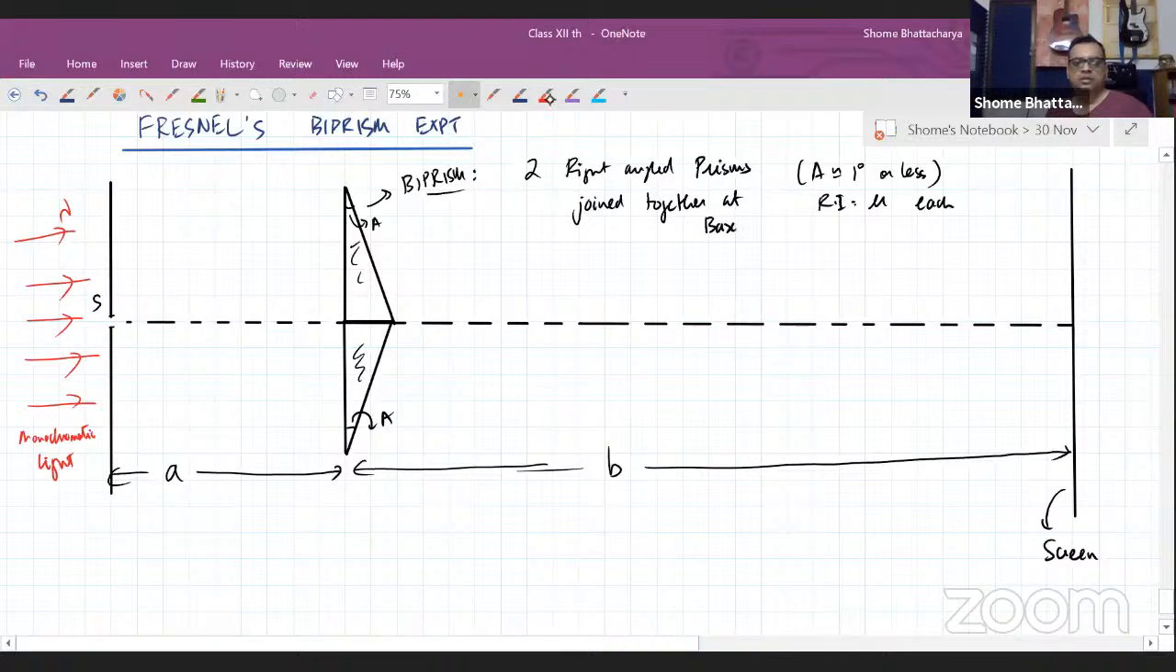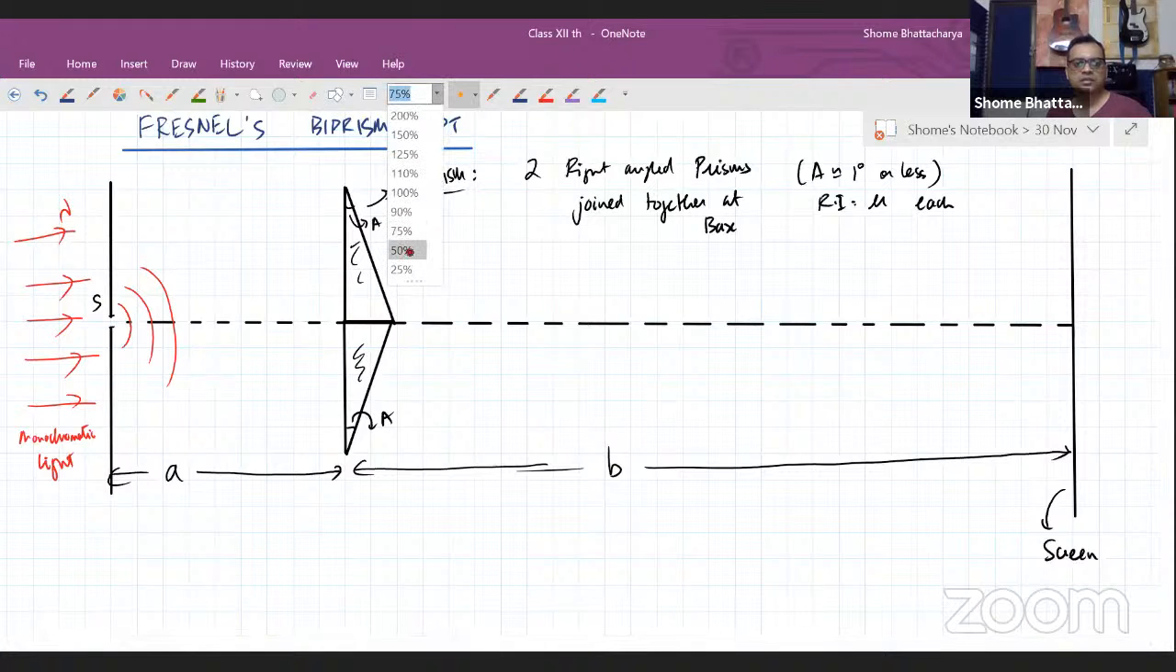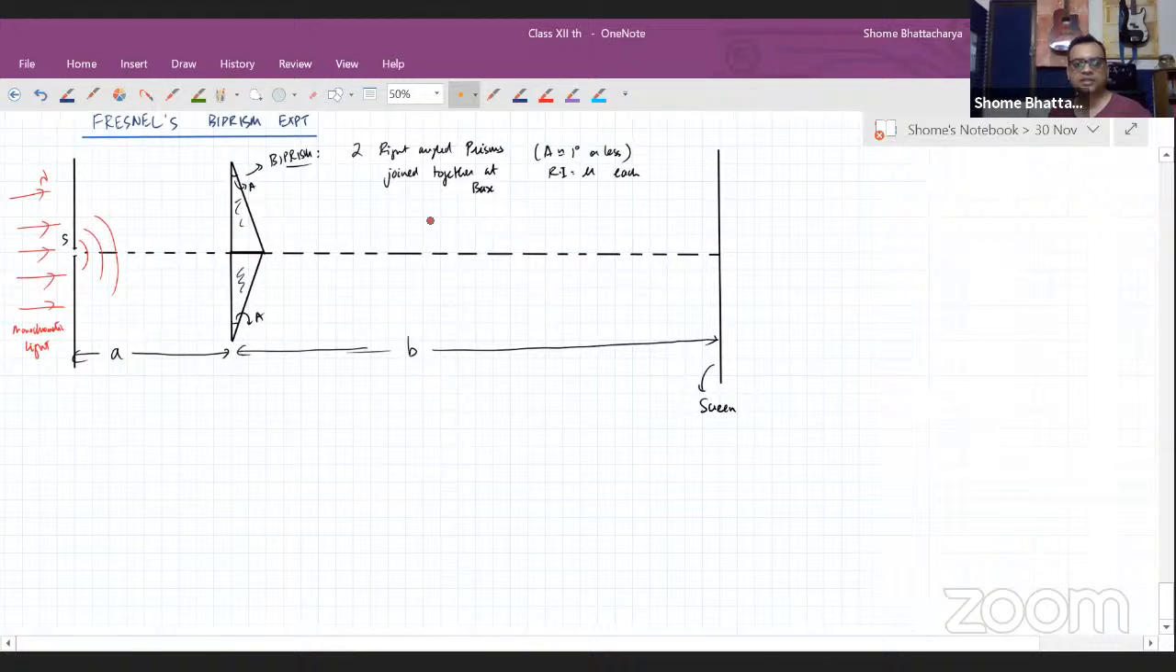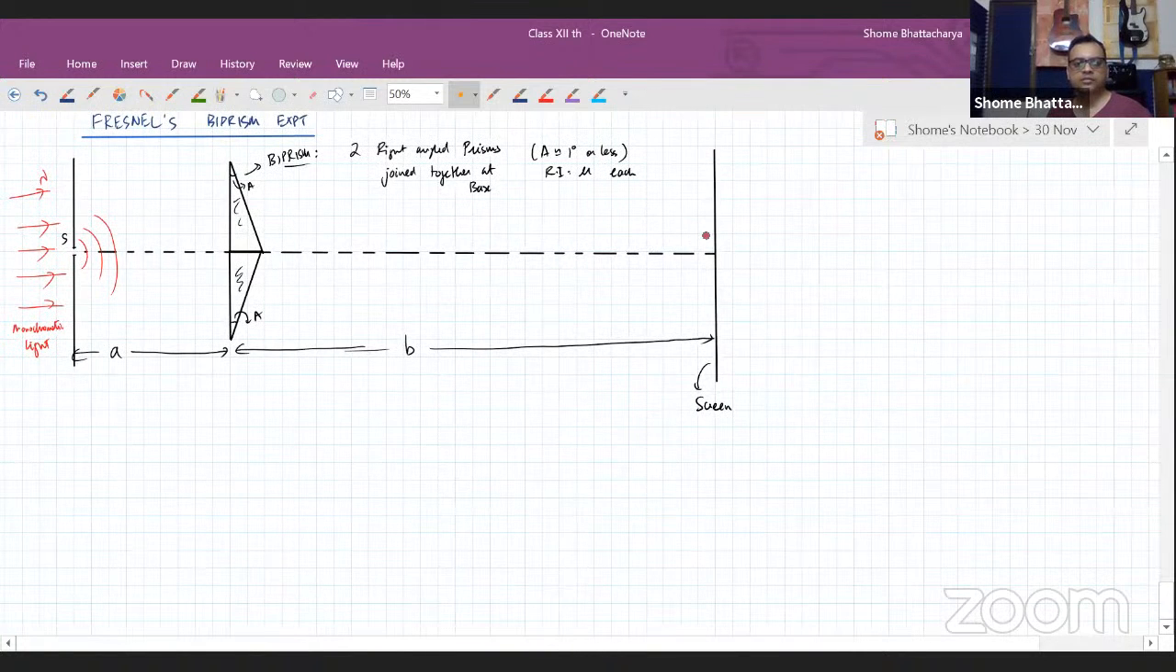So this single slit now acts like a secondary monochromatic source. So it's creating coherent monochromatic light. But light reaching the screen is going via two paths. At any point on the screen, light will come via the first prism and via the second prism, and it will travel different optical path lengths. So that creates the interference.